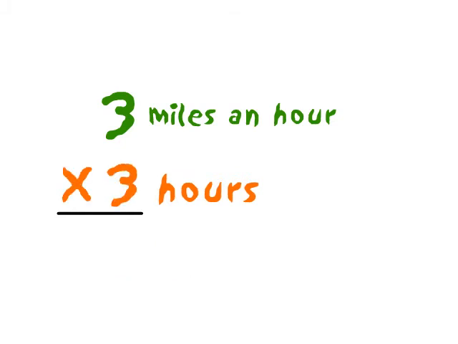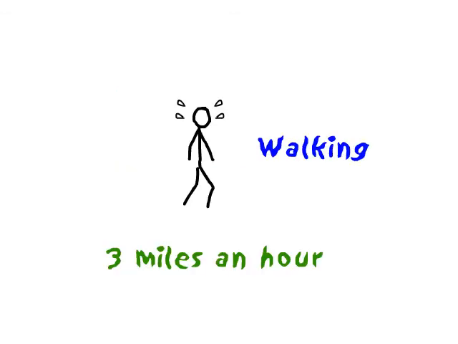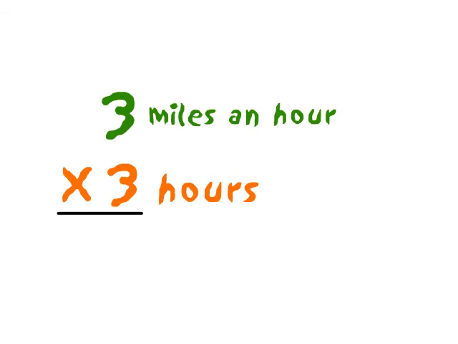Now, suppose you were to walk for 3 hours. Of course, now you'd have to keep up a steady pace for 3 hours. You'd have to be pretty tough to do that. But let's say you could. How far would you go? It would be 3 times 3, or 9 miles.